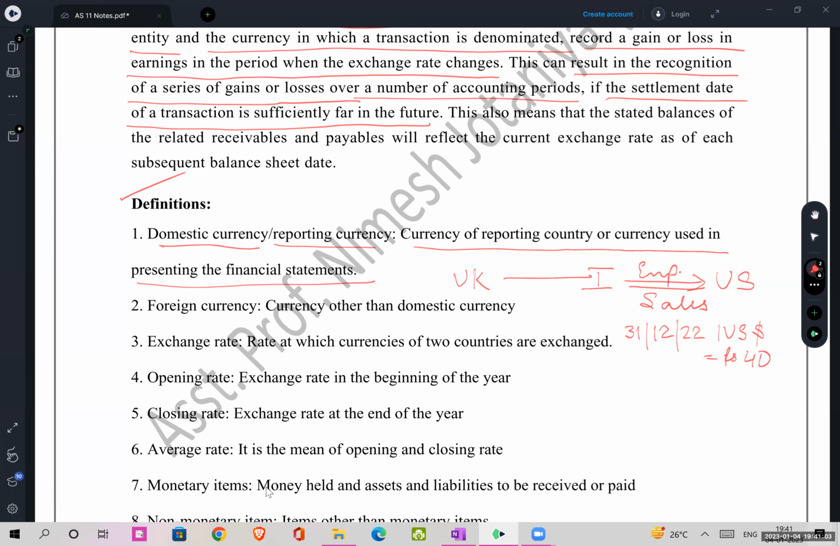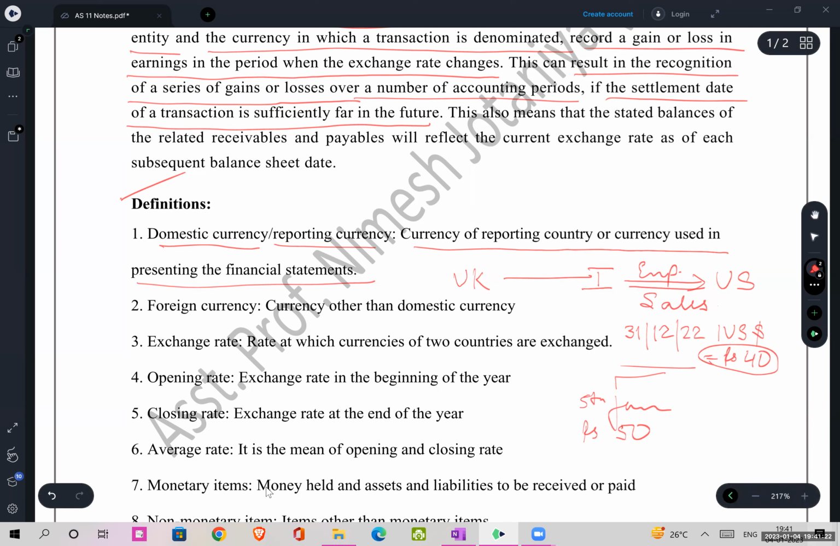Say I will be receiving payment on 5th of January, and that day the rate is $1 equal to 50 rupees. OK, so when I sold, the dollar was 40, and when I am going to receive the money, the dollar is 50. So I have a gain of 10 rupees, right? Because if payment had been on the 31st I would have got 40 rupees, but payment is after 4-5 days, so I will get 50 rupees. So there is a gain of ₹10. I mean to say this.